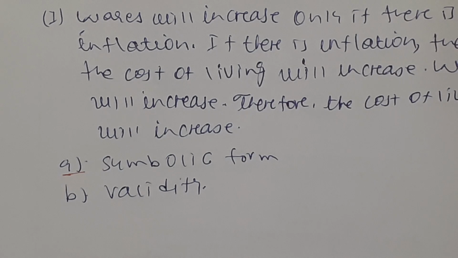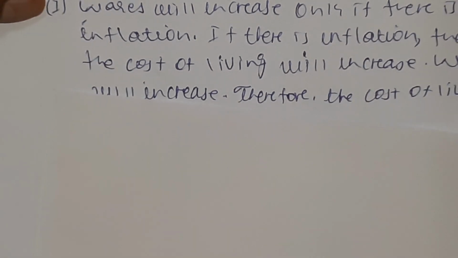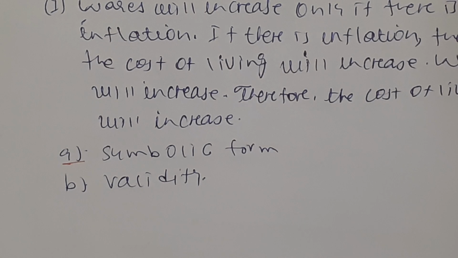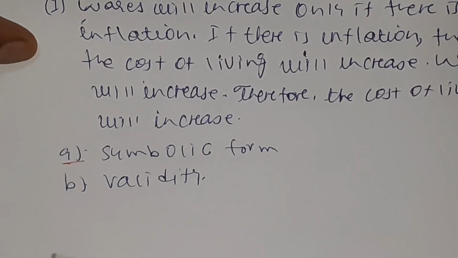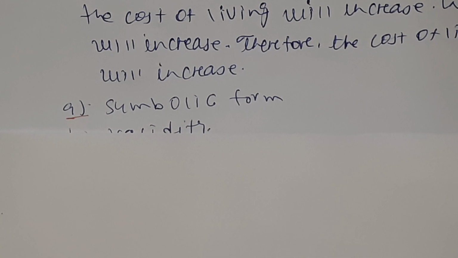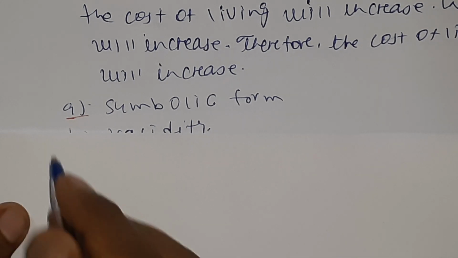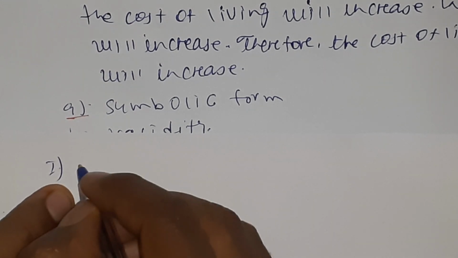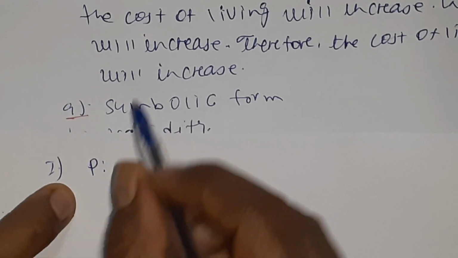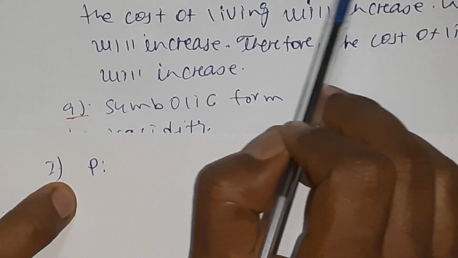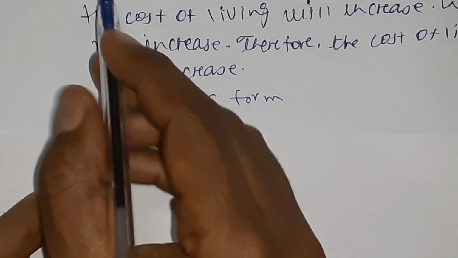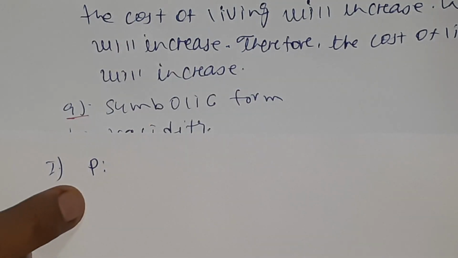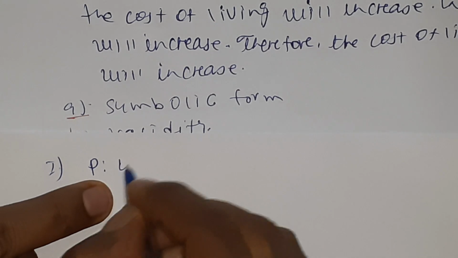In order to obtain the symbolic form of this argument, let us represent the simple statements of this argument by using letters. For example, in the first case, let us represent the first one by using P. From this one, wages will increase if there is inflation. So from this, the first statement will be wages will increase.